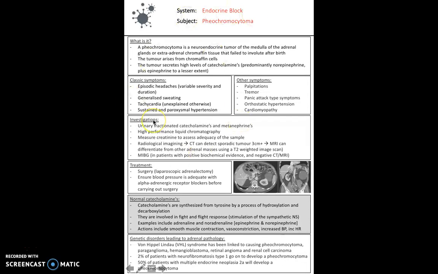So the classic symptoms of this include episodic headaches, which have variable severity and duration, generalised sweating, tachycardia, and sustained and paroxysmal hypertension. In order to treat this condition, surgery is favourable as a laparoscopic adrenalectomy, but we must ensure blood pressure is adequate before we do this, so we use alpha-adrenergic receptor blockers before carrying out the surgery to ensure it's at a normal level. This condition does have association with other genetic conditions such as von Hippel-Lindau syndrome, as well as neurofibromatosis type 1 and multiple endocrine neoplasia as well.